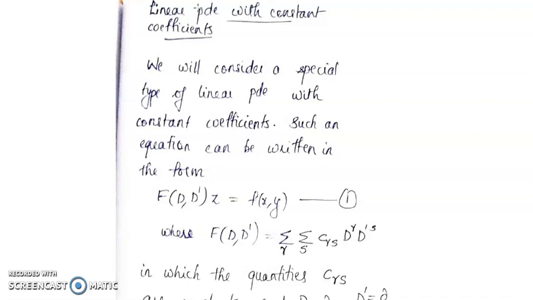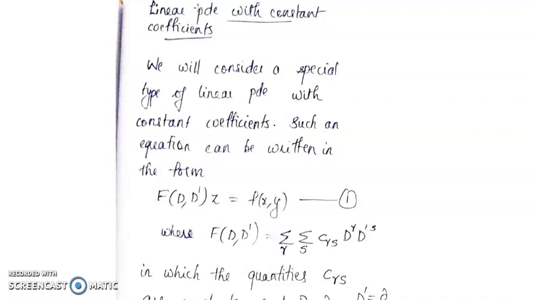We have used the method of undetermined coefficients to find the solution of such equations. First we find the complementary function. Then, if it is a non-homogeneous equation, it will have a particular integral.